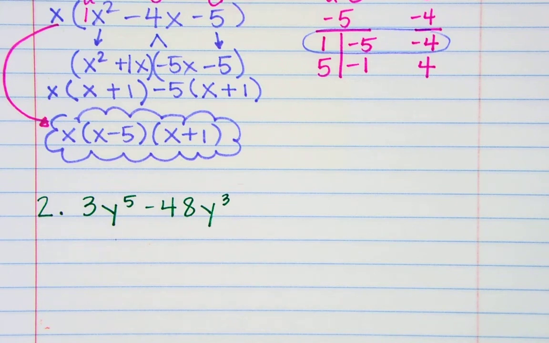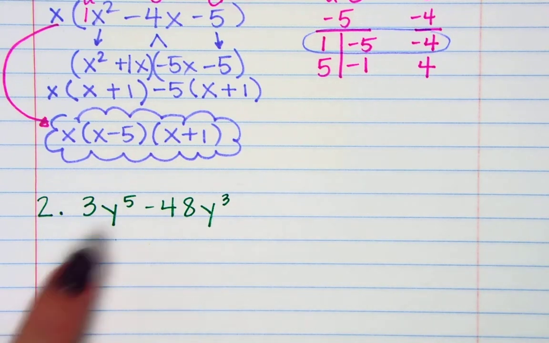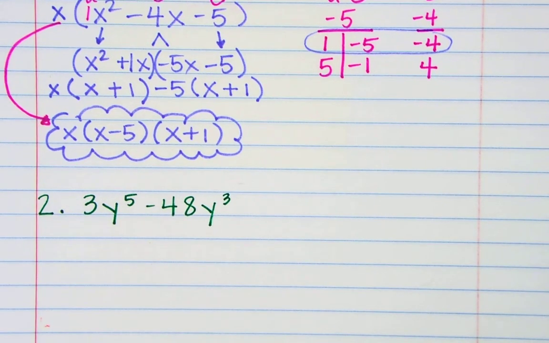Okay, again, we're factoring completely. 3y to the 5th power minus 48y cubed. Okay, remember what I said? Whenever it has bigger numbers like this, what should we do first? How do you reduce? Find the greatest common factor.